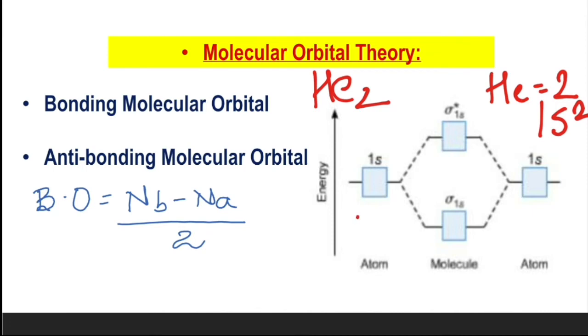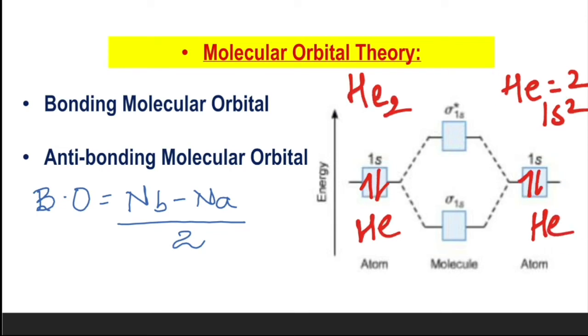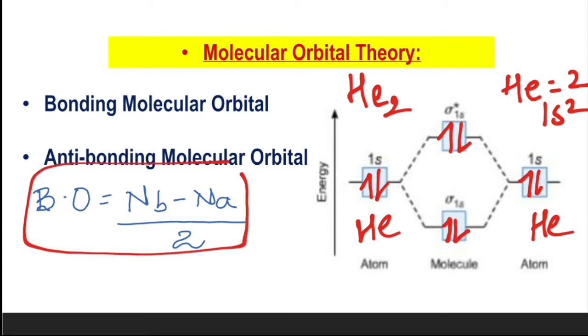So one atom of helium will have 2 electrons, the other one is also having 2 electrons. Now when they combine, the bonding molecular orbital has a maximum capacity of 2 electrons. The 2 electrons that are left are going to go in the anti-bonding molecular orbitals. Now by using this formula, let us calculate the bond order for the same. That is 2 electrons in bonding minus 2 electrons in anti-bonding, divided by 2.